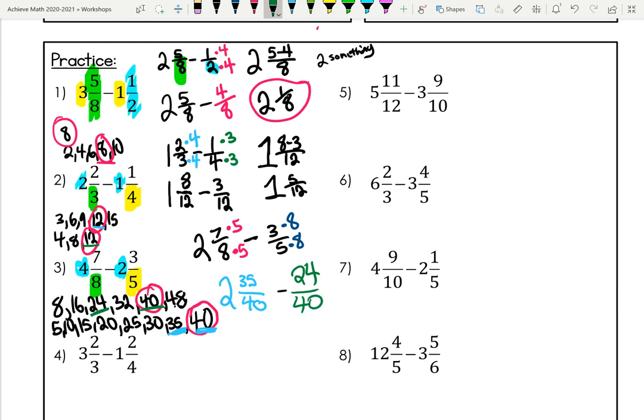Notice how when we use the LCM, the denominators became the same. And I'm going to subtract 35 minus 24, and I'm going to get 11 over 40. Notice how I skipped that step of writing them together. As you improve your ability and gain fluency, this will take less time.